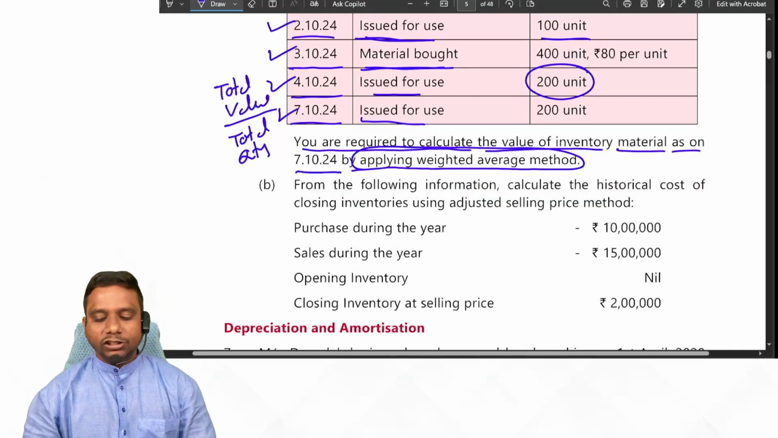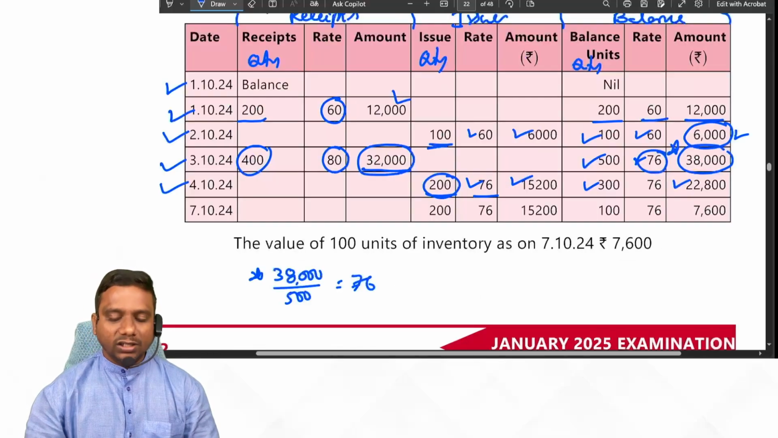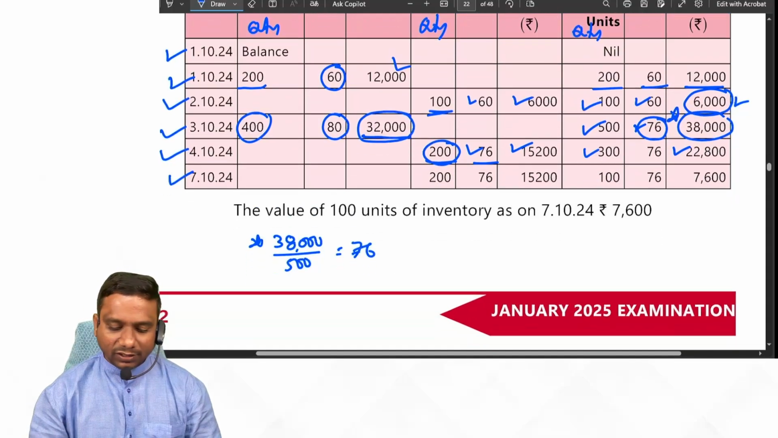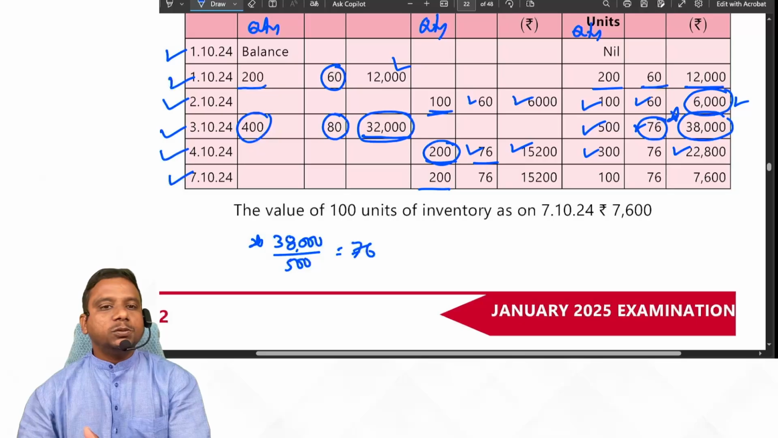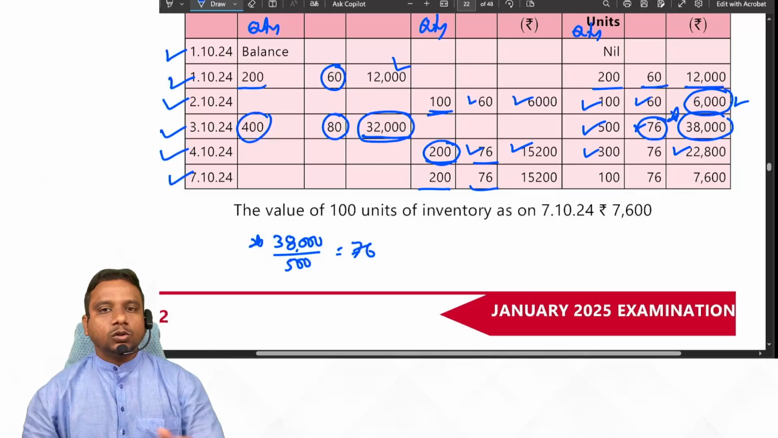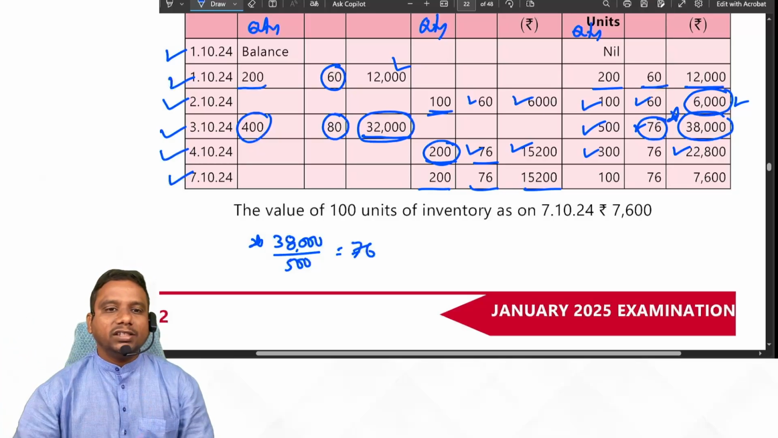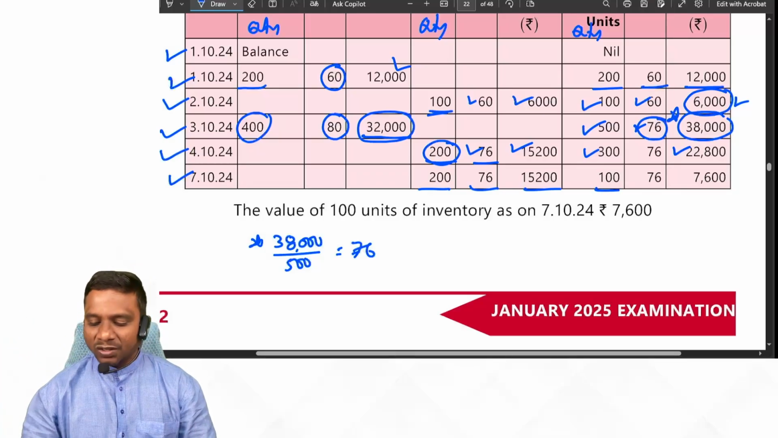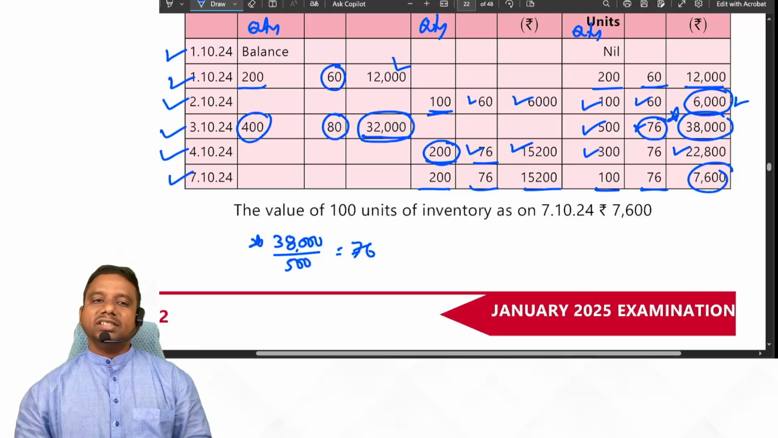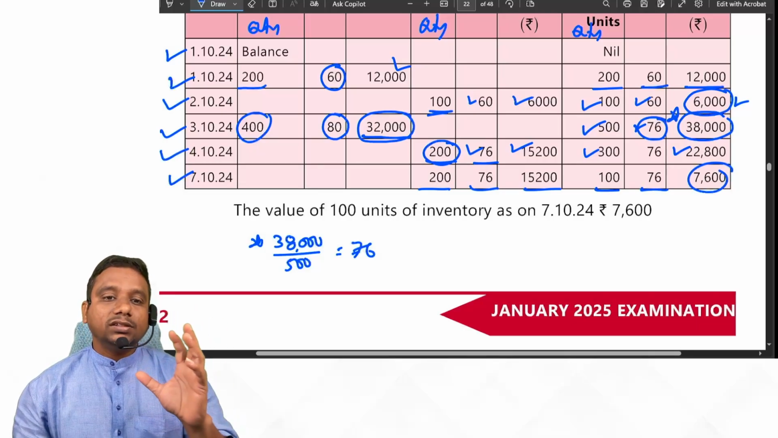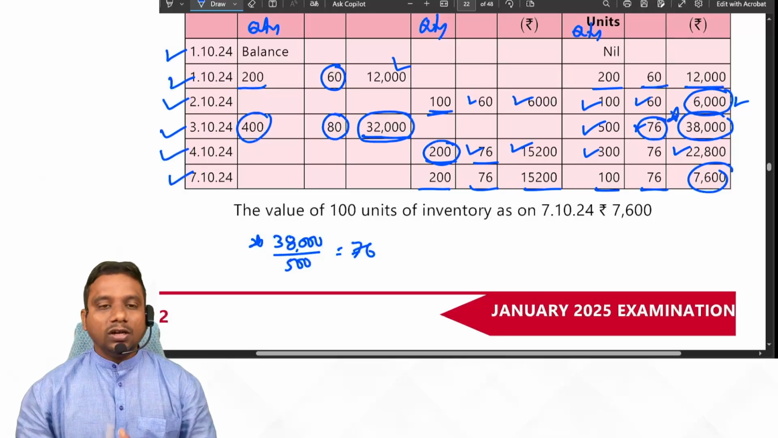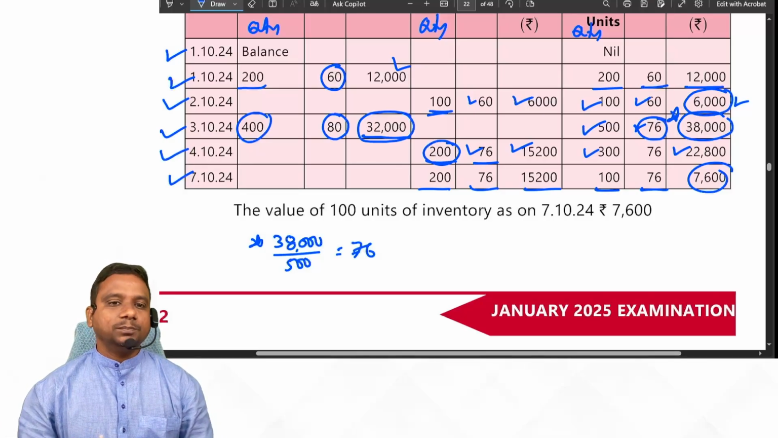Next one. 710, also we issued 200 units. Same, we write in the issues column. 710. How many units issued? Before this, how much price we have? 76. So 200 into 76, 15,200. Now how many units left? Previously we had 300 minus 200, 100 units left, into 76. So total price 7,600. Now as on 7 January 2024, we have 100 units of inventory of 7,600 value.